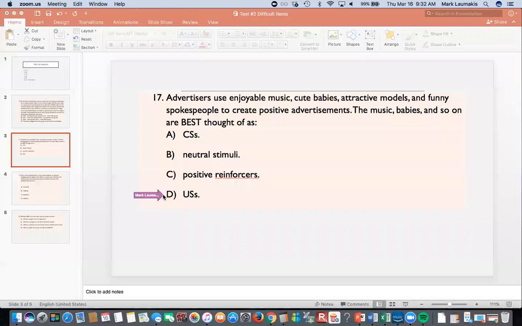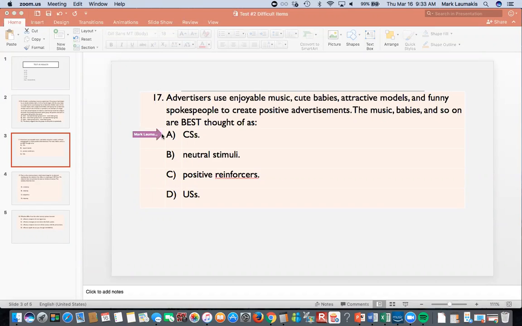Why is it USs? What's the deal with these things? What do they cause in terms of reactions? Well, usually some kind of a positive UR, right? Emotionally something that is moving in a positive direction, right? Enjoyable music, cute babies, attractive models, funny spokespeople. What's going to get paired with them ultimately is going to be whatever the product is, right?